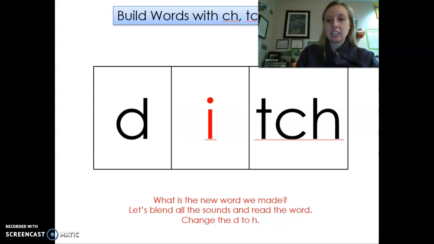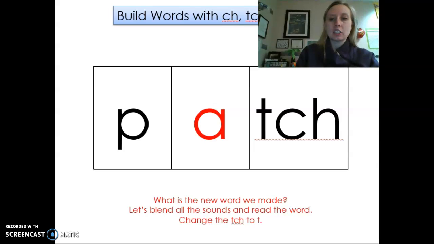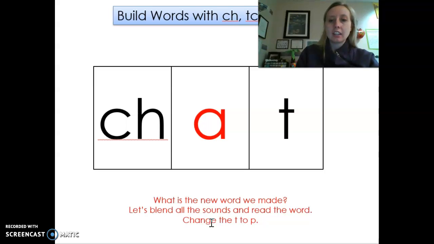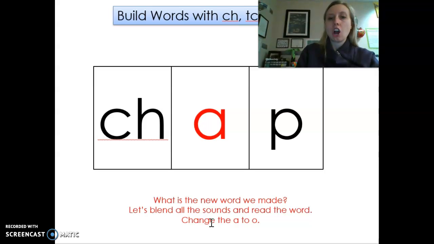Ditch. Change the d to h. Hitch. Change the h to p. Pitch. Change the i to a. Patch. Change the ch to t. Pat. Change the p to h. Hat. Change the h to ch. Chat. Change the t to p. Chap. Change the a to o. Chop.